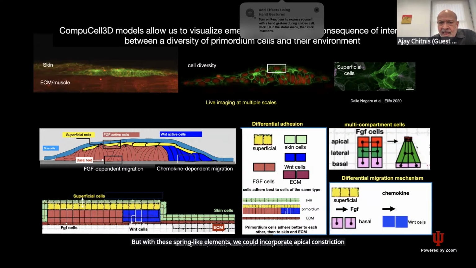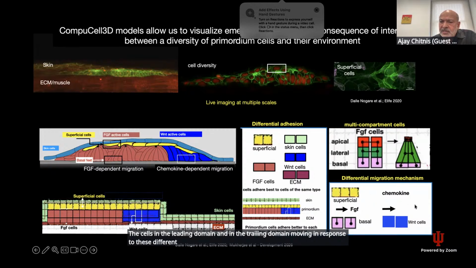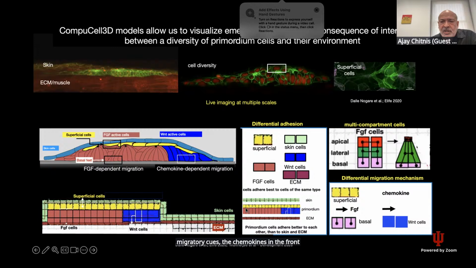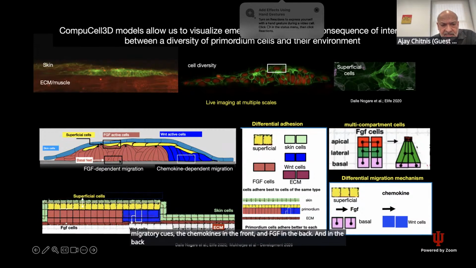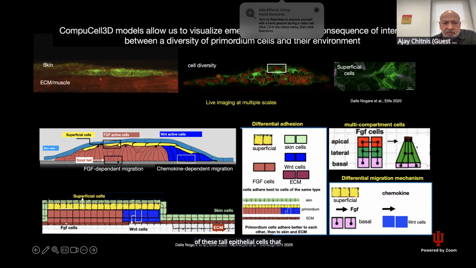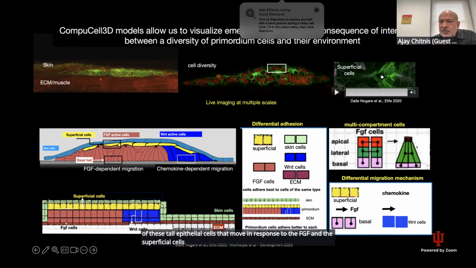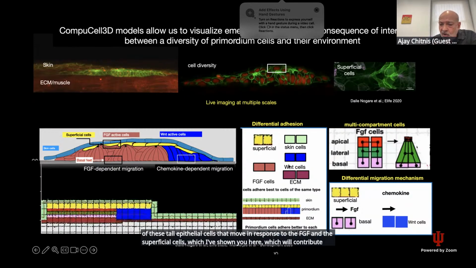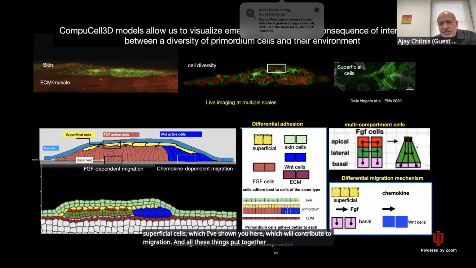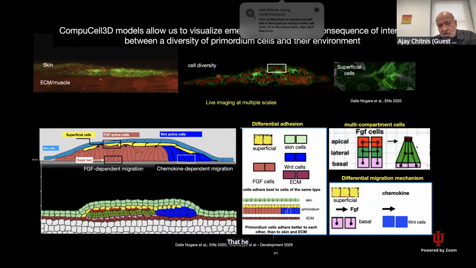And finally, we have the cells in the leading domain and in the trailing domain moving in response to these different migratory cues, the chemokines in the front and FGF in the back. And in the back, it turns out, as we said earlier, that once we have these FGF cells represented with these different compartments, it's just the basal feet of these tall epithelial cells that move in response to the FGF, and the superficial cells, which I've shown you here, which will contribute to migration. And all these things put together allowed Abhishek to make this beautiful model that he's going to describe.